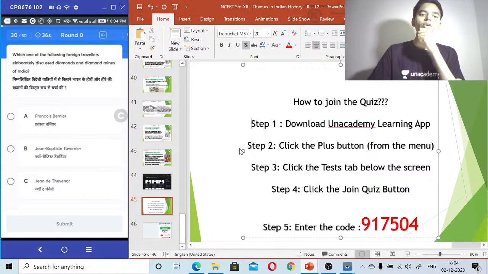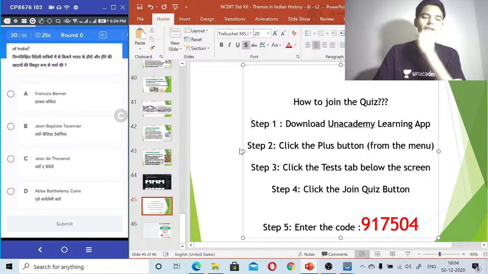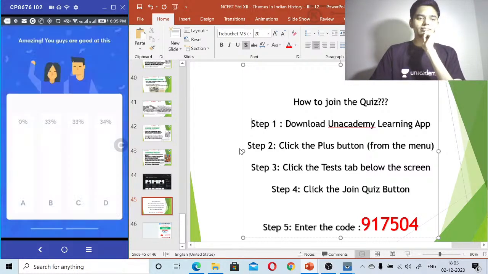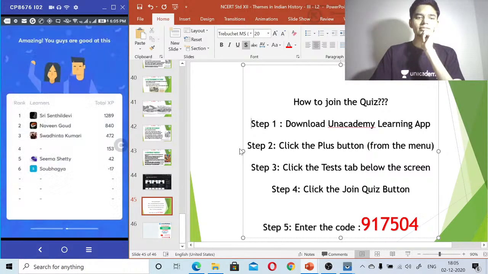Question 30. Which one of the following foreign travelers elaborately discussed diamonds and diamond mines of India? Francis Bernier, Jean-Baptiste Tavernier, Jean de Thévenot, Abbé Barthélemy Carré. Last 3 seconds. And time is up. Very split answers there. Okay, very good.